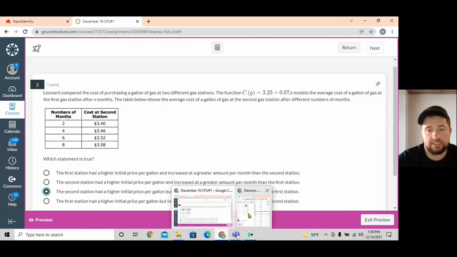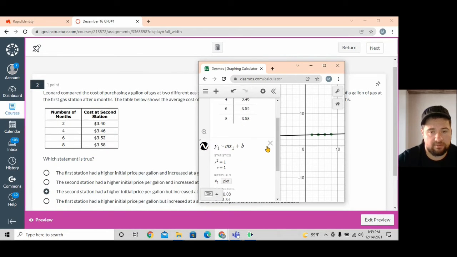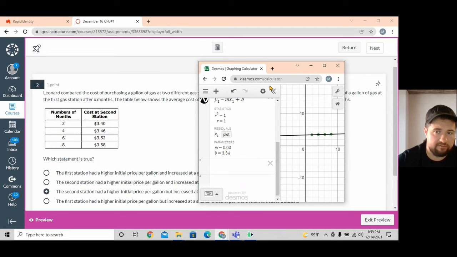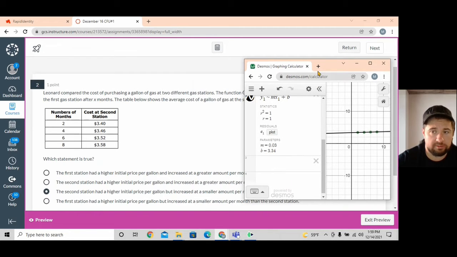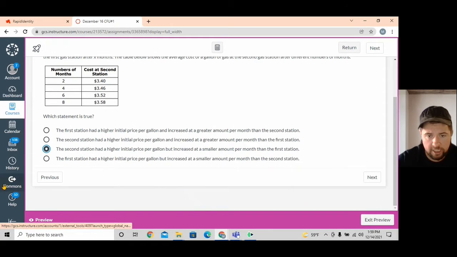So I made a table on Desmos, you can see right here, and I plugged in for my line of best fit. And so my line of best fit has a slope of 3 and a y-intercept of 3.34. So what I notice is that the second equation has a higher y-intercept but a lower slope. So the second has a higher initial price, that's my y-intercept, and a lower slope, but increases by a smaller amount. So the correct answer is right here. It is C.